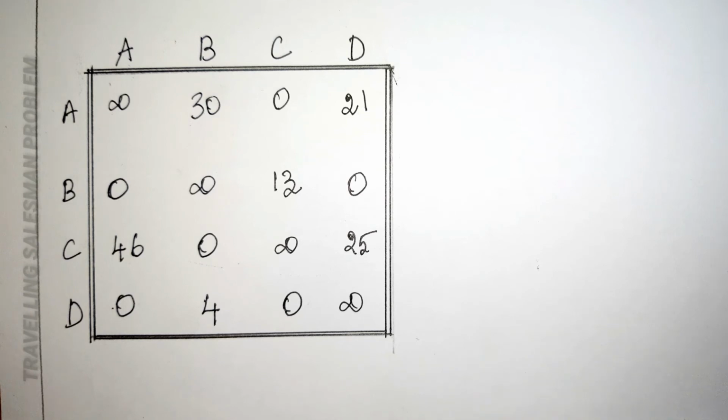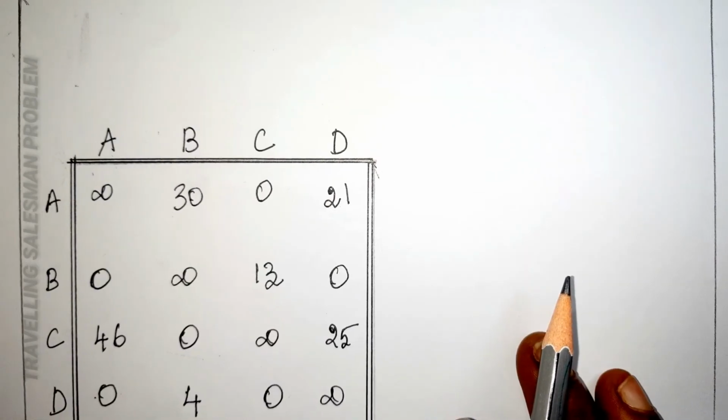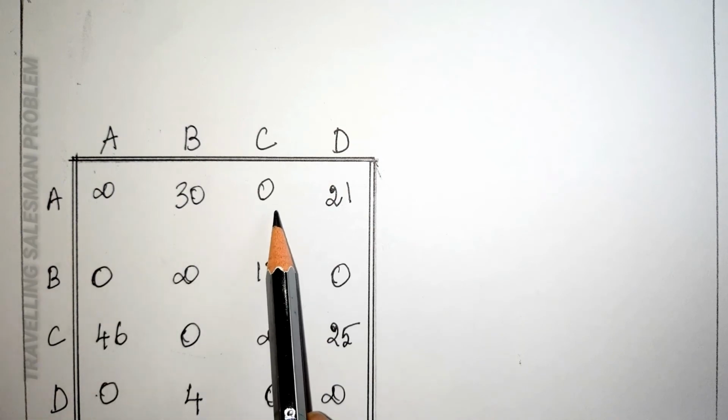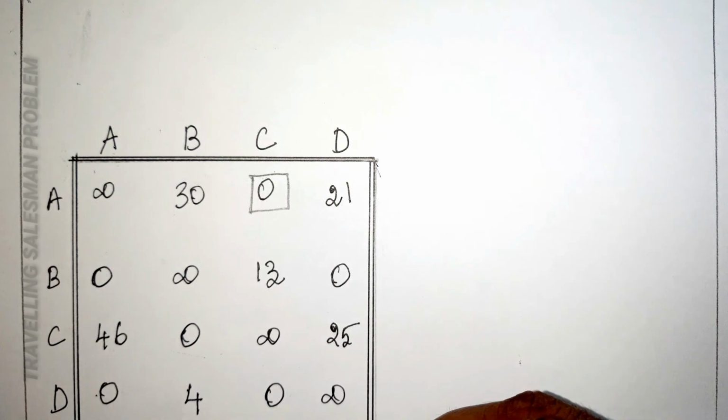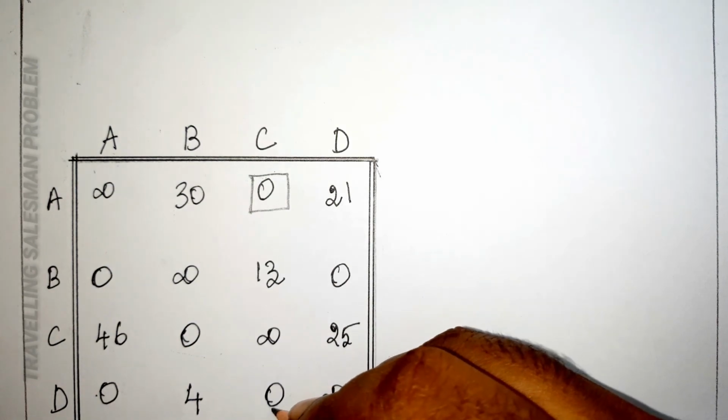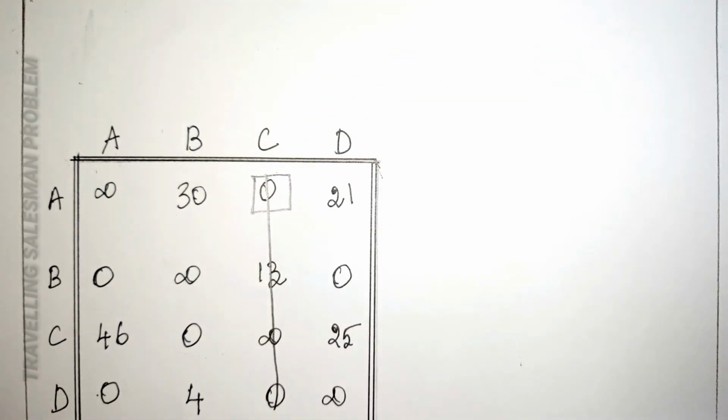For this, we have to find the optimum assignment using the Hungarian algorithm. For that, we have to perform row scanning and column scanning. In the first row, we have a single 0, so you put a square on it and then you have to draw a vertical line passing through that 0. In the second row, you have 2 zeros, so you skip that row.